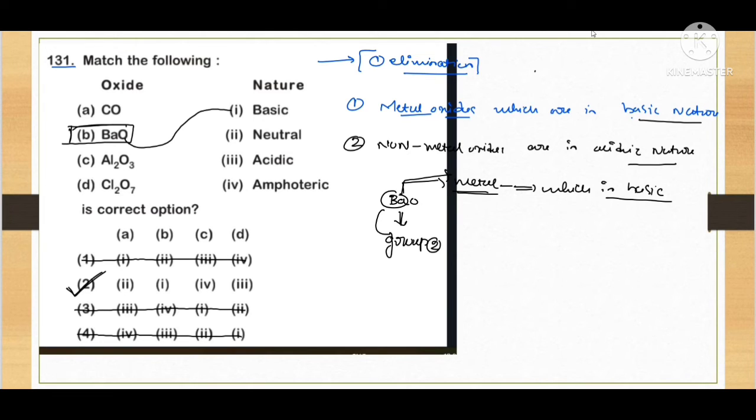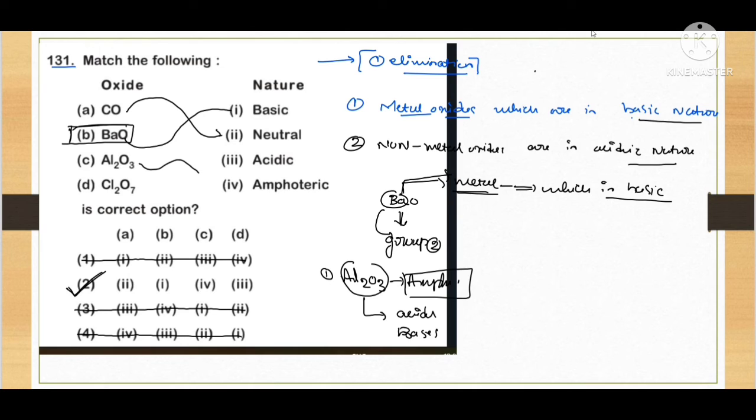Now let us check the remaining options also. We know that carbon monoxide is neutral in nature. That means A is 2. Okay, satisfied. We know from the previous question that Al2O3 is amphoteric in nature. Why? Because it reacts with both acids and bases. That's why aluminum oxide is called amphoteric in nature. Al2O3 matches with 4, that is amphoteric. Here C is equal to 4. In this option C is also satisfied.